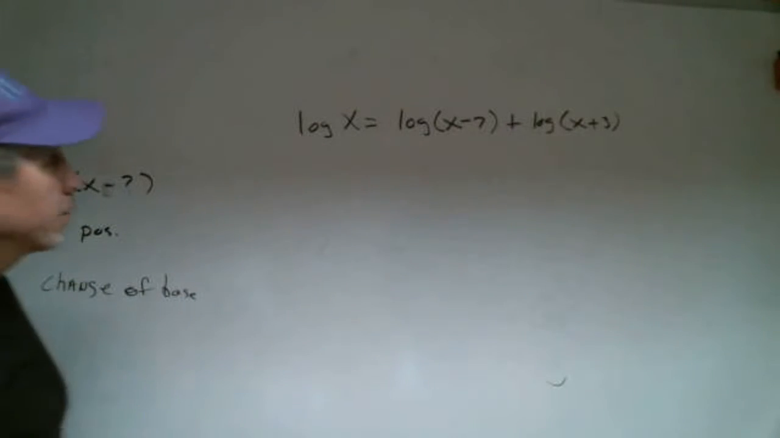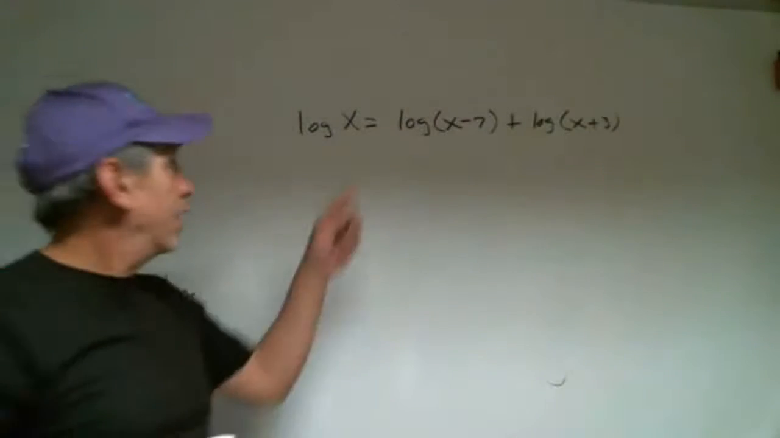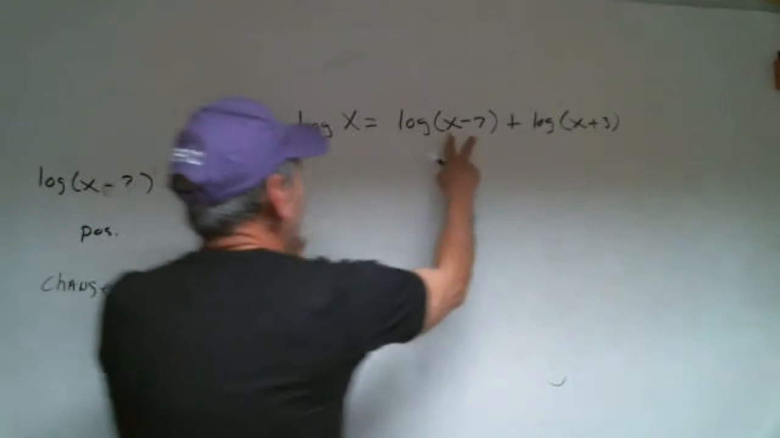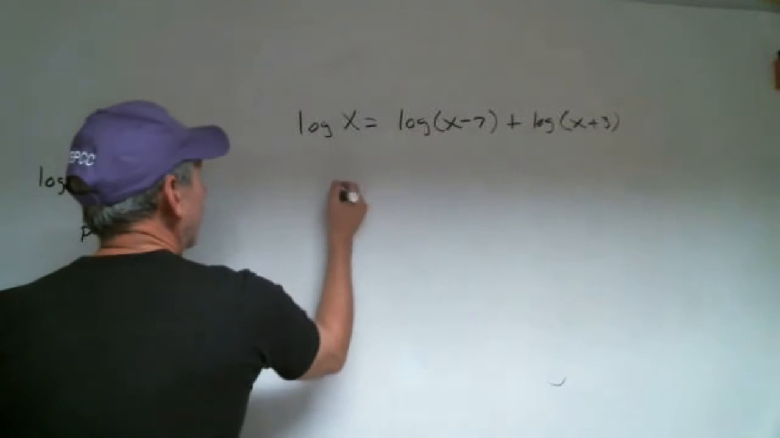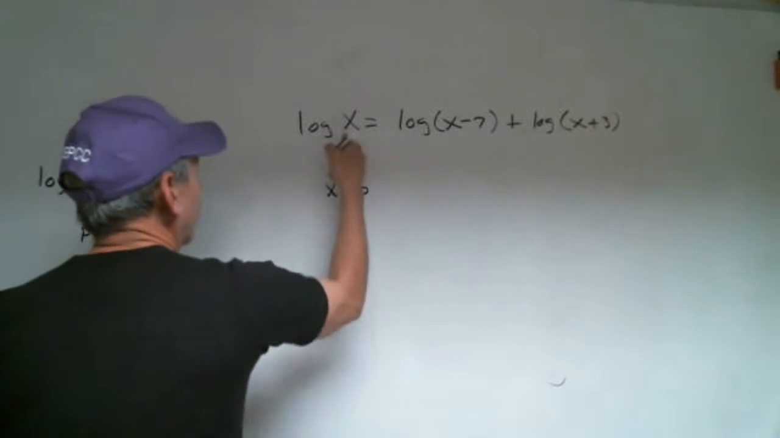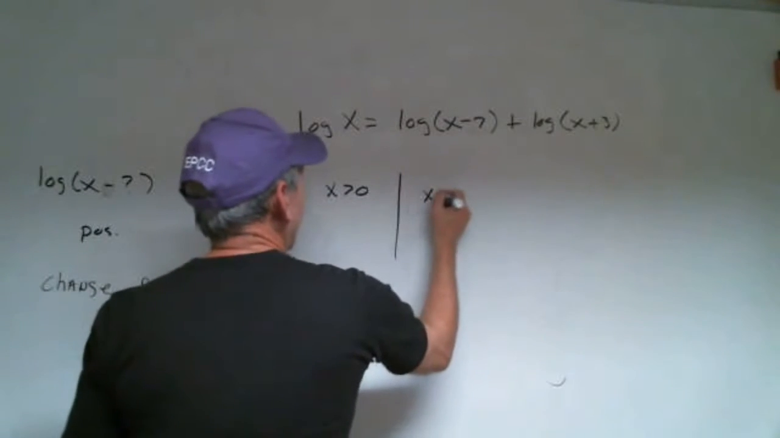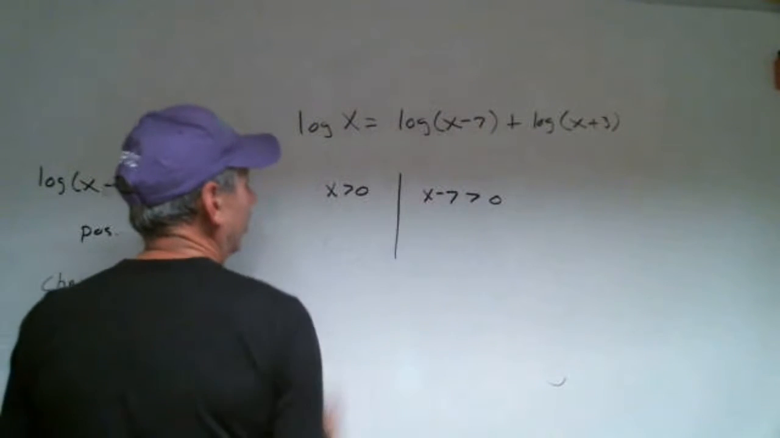Hey guys, this is what I mean. To answer the question, does the log always have to be a positive number? Yes, but after you simplify these. For example, for this one here, x has to be more than 0 for that to be correct. This one here, x minus 7 has to be more than 0. And this is finding the domain of the logarithms.